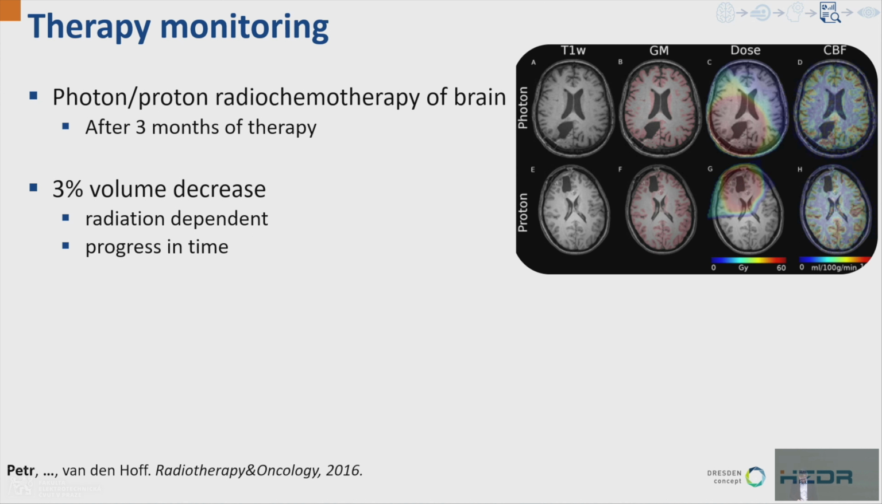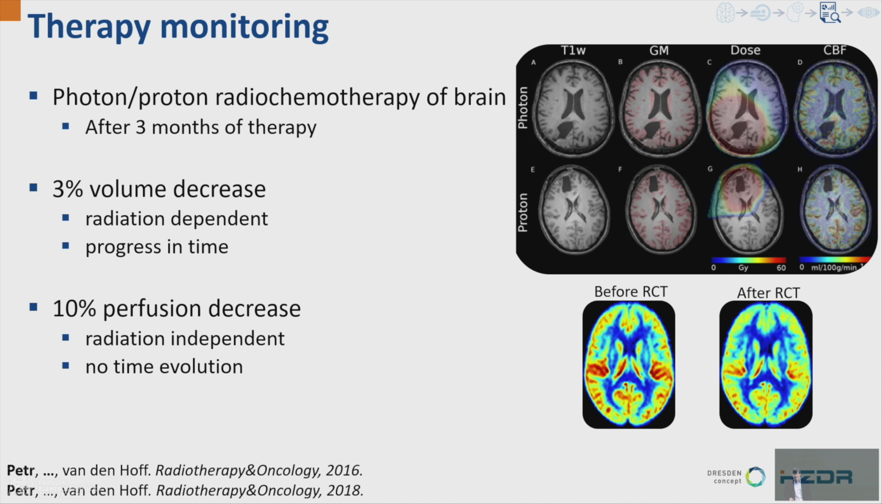What we've discovered is that the volume of the tissue decreases by 3% following the radiotherapy. This is dependent on the radiation dose locally, and this then progresses in time. While perfusion decreases abruptly, it's not dependent on the radiation dose, and it doesn't change in time. So we have now two mechanisms of damage to the brain. One, change of a volume that takes some time to build up and then continues also after the treatment, and another one that is visible very early and doesn't change in time.